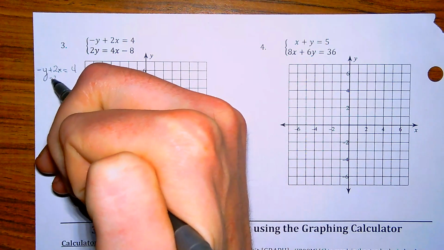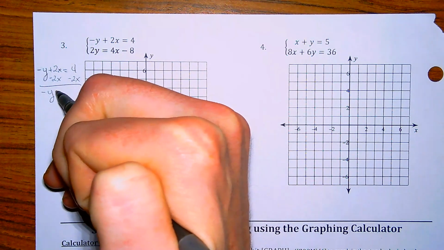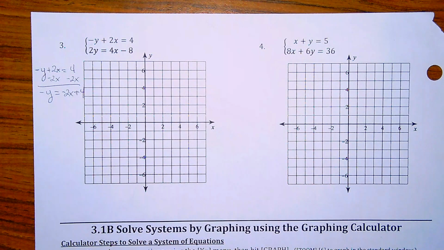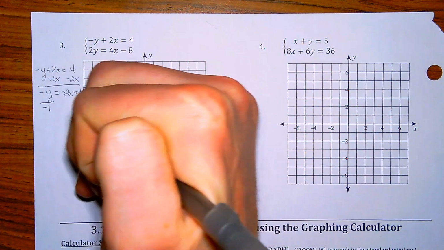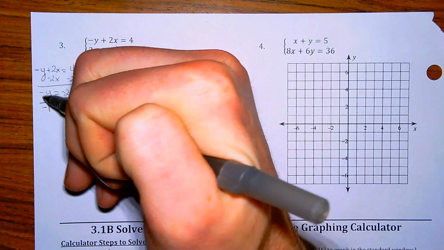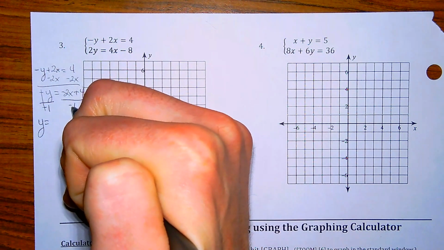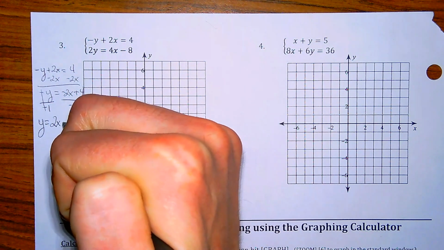So the first thing I'm going to do is move that negative 2x over and get negative y equal to negative 2x plus 4. Okay, but if you remember from the first page, I am not looking for negative y, I'm looking for a positive y. So the easiest way for me to do this visually is to divide both sides by a negative 1. When I divide both sides by a negative 1, my negatives will cancel for me, leaving y equals, and then a negative 2 divided by a negative 1 is a positive 2x, and then a positive 4 divided by a negative 1 is negative 4.